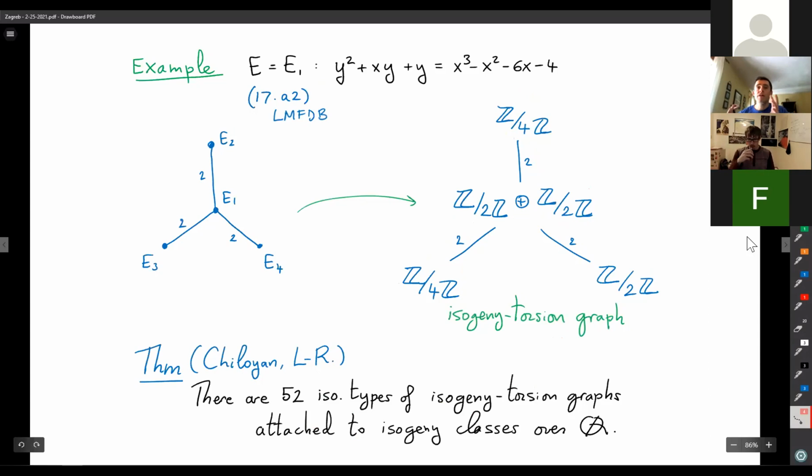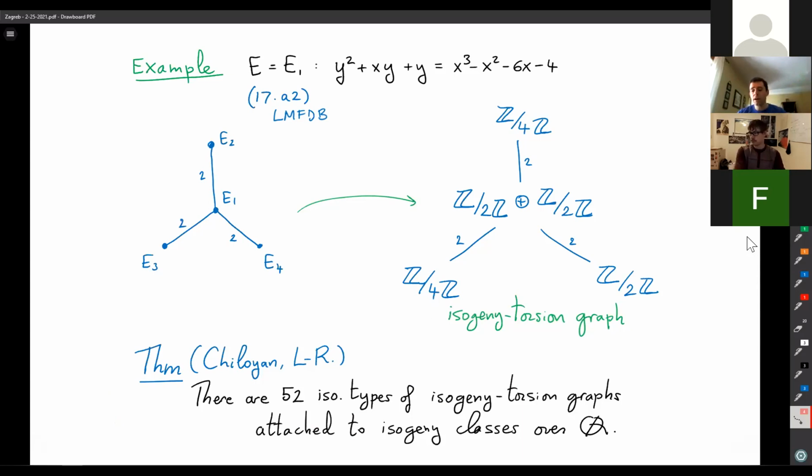It actually matters that at some point the graphs are going to be big enough that it matters where these torsion subgroups are located, that a permutation of those actually would give you 2 isogeny torsion graphs that are not isomorphic. I'm not going to get into all the details of that, but the theorem is that there are precisely 52 isomorphism types of isogeny torsion graphs attached to isogeny classes over Q.